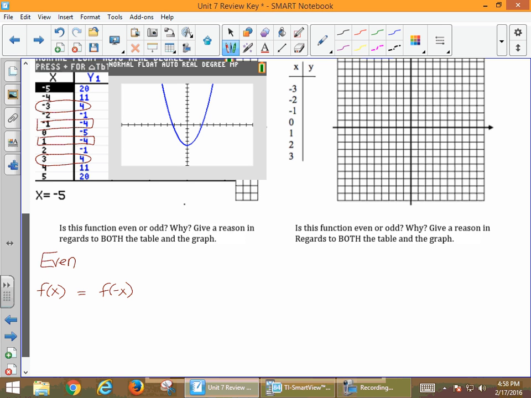The other thing I could look at is the graph. The graph does have a line of symmetry, and it is the y-axis. So the y-axis is the line of symmetry for the graph. If I wanted to give a reason, I would say that it has y-axis symmetry.